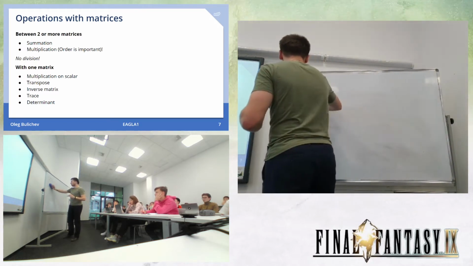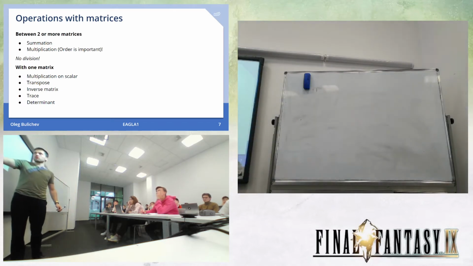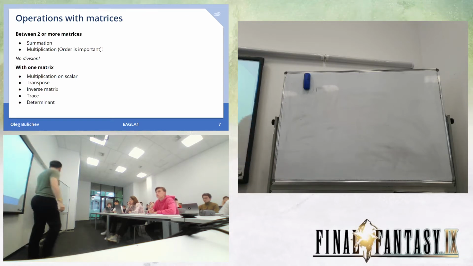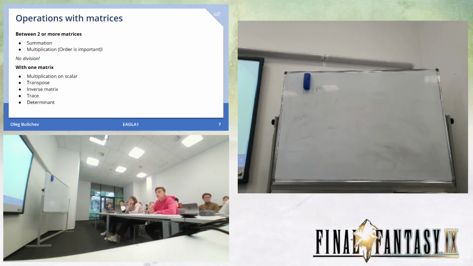Afterwards. Okay. So, about operations. Summation, multiplication, order is important. Again, no division because we have inverse matrix instead of this. Multiplication, scalar, transpose. About transpose. What's inverse? Inverse matrix will probably be in the next class. We won't use it today. Matrix multiplied by inverse matrix does nothing, equal to identity matrix.